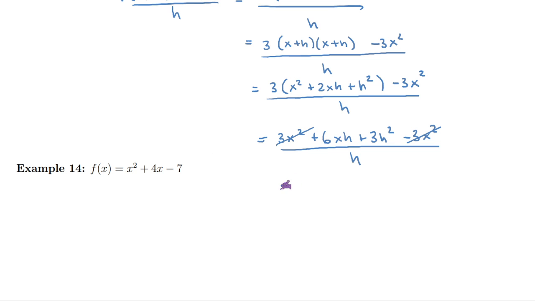Let's see here. Now, up top, you're left with something that actually has an h factor in both terms here. So this, I can actually factor an h out of these two terms, and I would be left with 6x with the first one, and then plus 3h with the second one. And now notice I can actually reduce the h, and so we're actually left with 6x plus 3h.